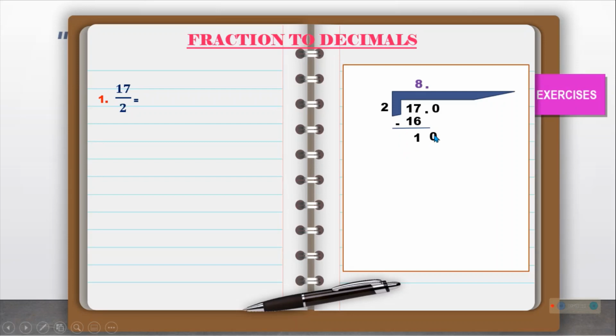Then bring down 0. 1, it will become 10. So 10 divided by 2, that is 5. 5 times 2 is equal to 10. Then 10 minus 10 is equal to 0. Then bring down again 0. So nothing follows. So pag 0 na yung nasa ilalim, automatic this will be your final answer. So the final answer is 8.5.